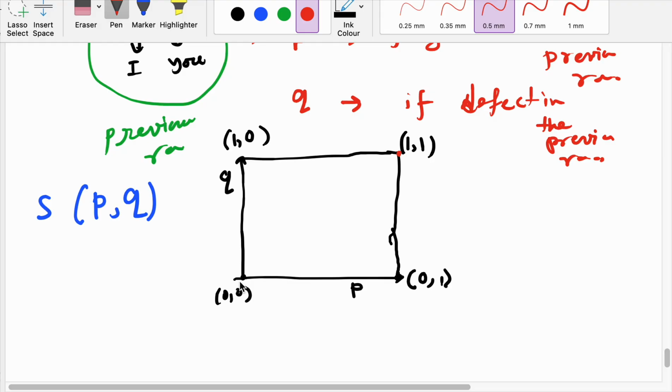0 0 means I will cooperate with probability 0 if my opponent cooperates, and if my opponent defects, with probability 0 I cooperate. That means I will always defect. So 0 0 corresponds to all D. And 1 1 means no matter what my opponent does, I will cooperate with probability 1. That means this corresponds to all C. Now this corner corresponds to: if my opponent cooperates, I will cooperate, and if my opponent defects, I will defect. This corresponds to TFT.